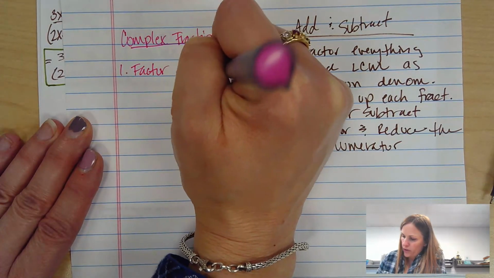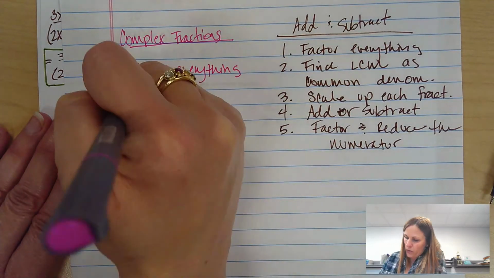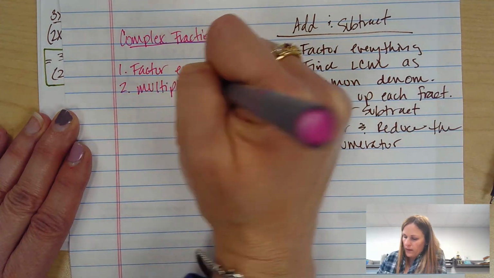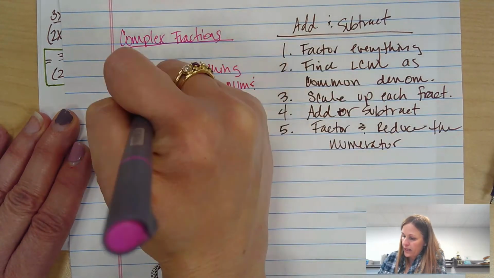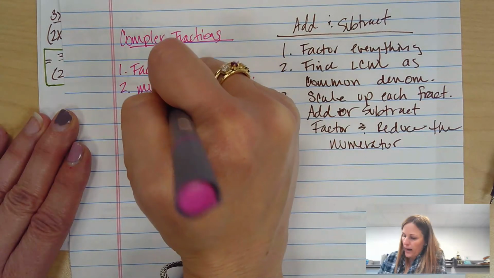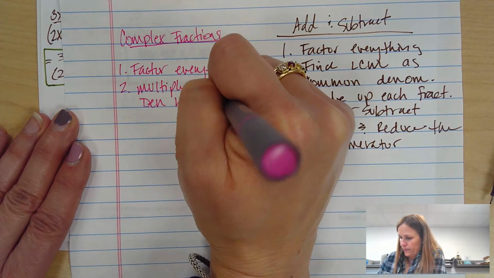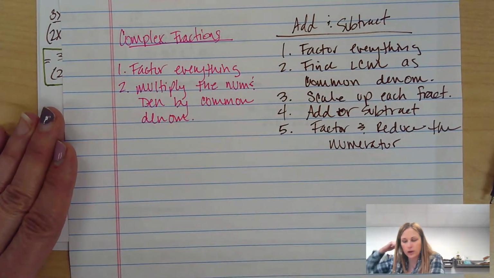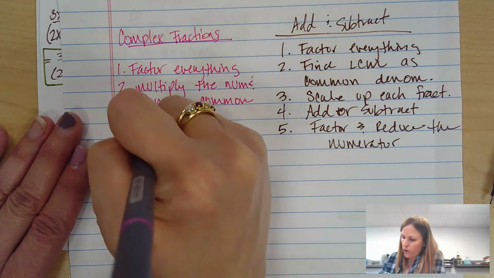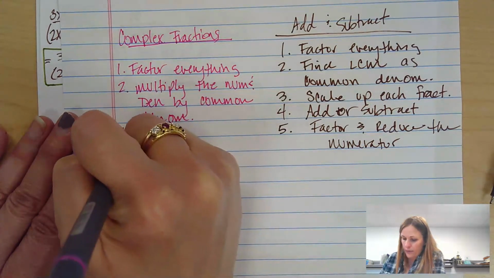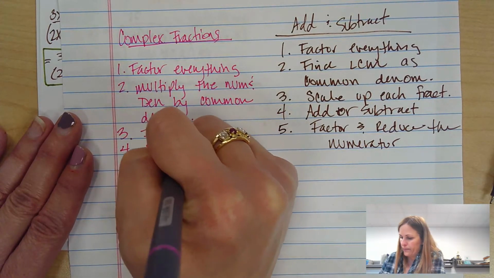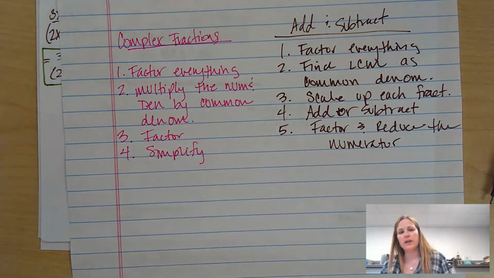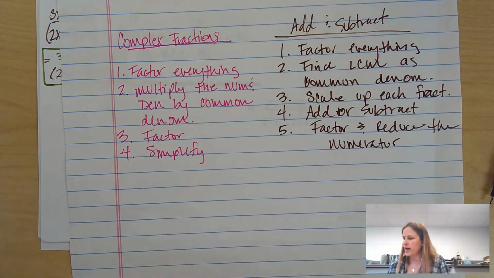So I'm going to show you the rules first and then we'll kind of follow them. Number 2, we're going to multiply the numerator and the denominator by our common denominator. Okay, that sounds kind of weird, and I'll show you how to do that. Number 3, we're going to factor everything. And then number 4, we're going to simplify. So obviously step number 2 is the big one, right? We've got to multiply the numerator and denominator by a common denominator. It sounds a little crazy. Let me show you how to do it.